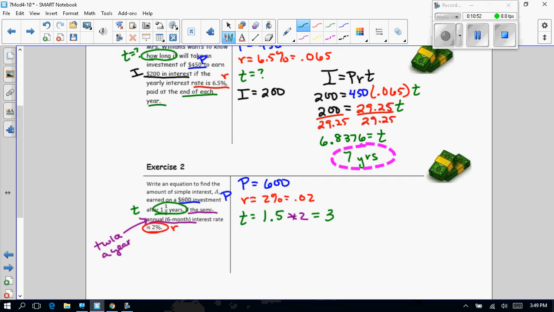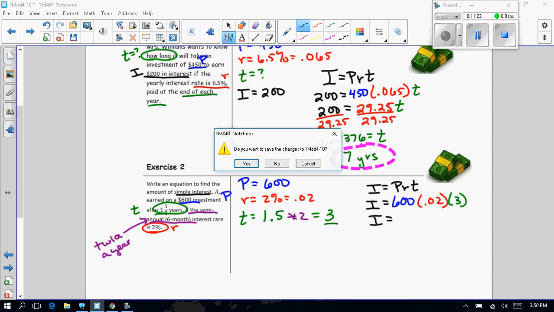Okay, that's what that's telling us. And we're trying to find the interest, right? So I = PRT. So my interest, which I don't know, is equal to 600 times 0.02 times time. Okay, in this case, 3. So I grab my handy dandy calculator, I type it all in, and I find out that the interest is $36.